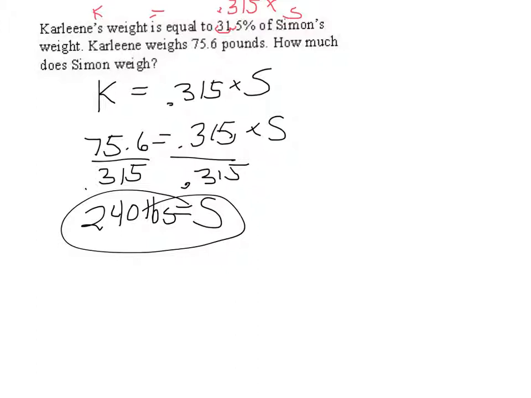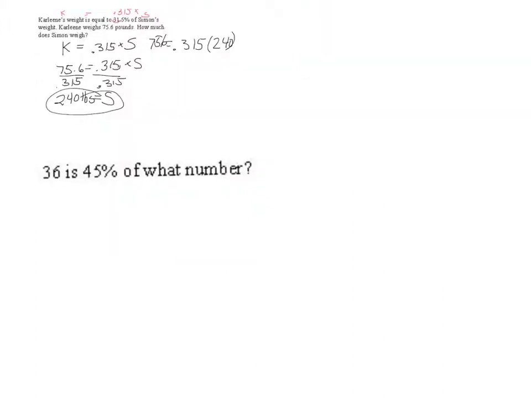Let's check and make sure that's right. I'm going to put my numbers back in. If I substitute 240 back in for S, if I take 0.315 times Simon's weight, I should get 75.6. Does it work? Sure enough, 75.6. So it was right.